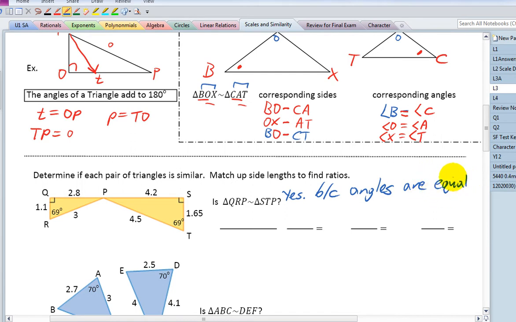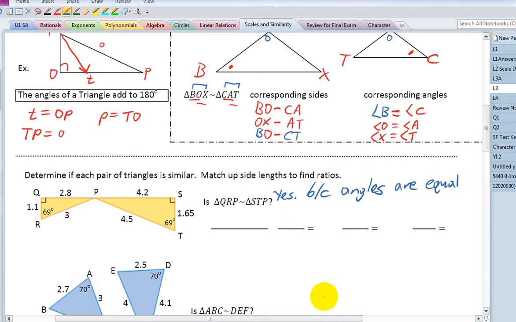So what we want to do now is match up the lengths to find the ratios. Which triangle do you want on the top, the left or the right? Right? And then the left triangle will go on the bottom. So on the right triangle, we got 4.2, 4.5, 1.65. Now we have to match up the sides.